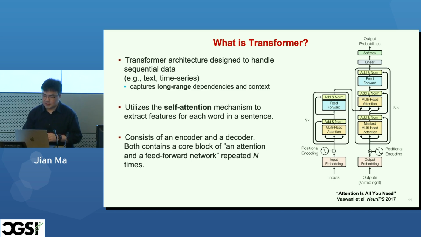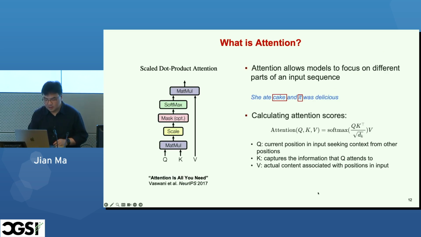The model consists mostly of two parts, the encoder and the decoder, and both contain core blocks of attention and a feed-forward network, as shown on the slide. Just a bit more here. So what is attention, right? In the transformer, there's this concept called attention. What does that mean? And how is it calculated?